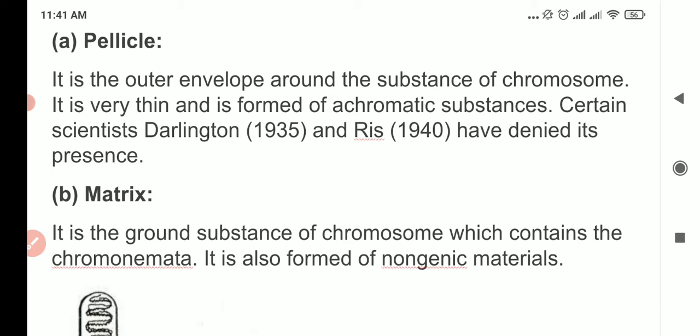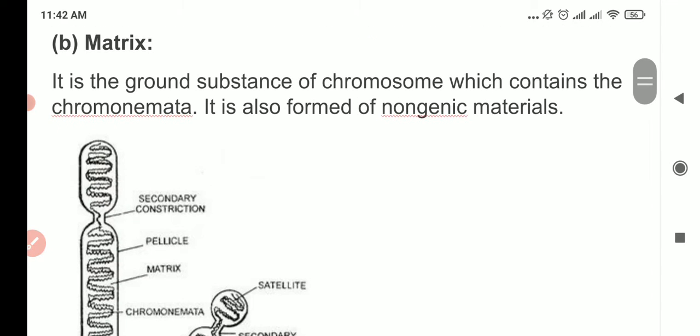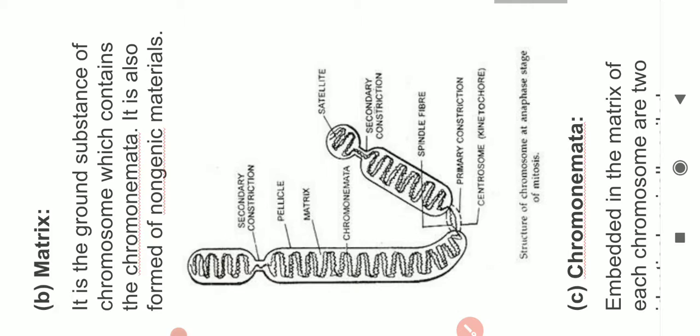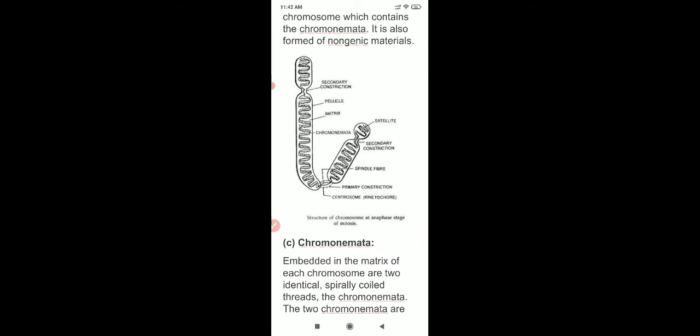After the pellicle or the outer envelope, we go to the matrix. The matrix is the main part, which contains the chromonemata, but this is also formed of non-genic materials. It is the ground substance of the chromosome. It's something in which the DNA will float. Here the matrix will contain the chromonemata. What is a chromonemata? We will see again later. If I twist it, I think you can see the structure.